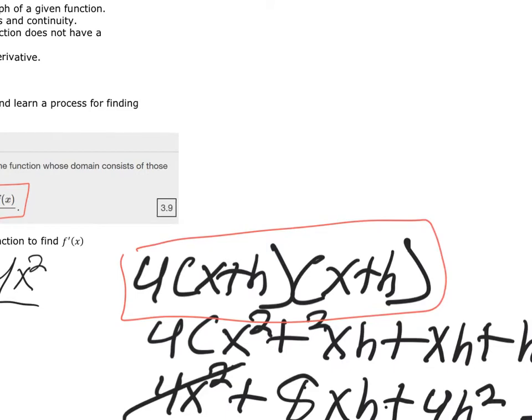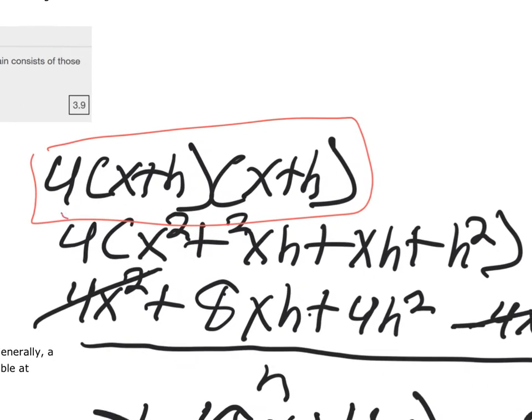Notice he didn't put an equal sign, which is exactly what you need to be doing. You don't write an equal sign because these are not equivalent yet. Okay? So then he just worked with that x plus h part. He multiplied out the x plus h part. He's still working with that part. And again, he did not write an equal sign.